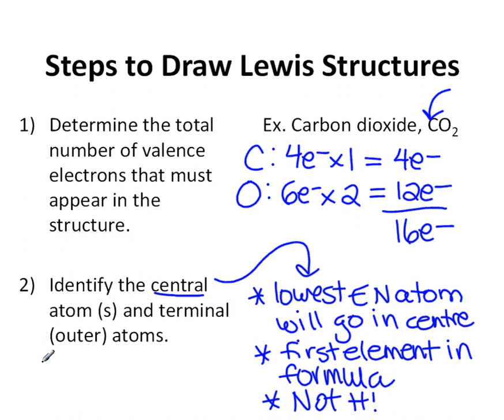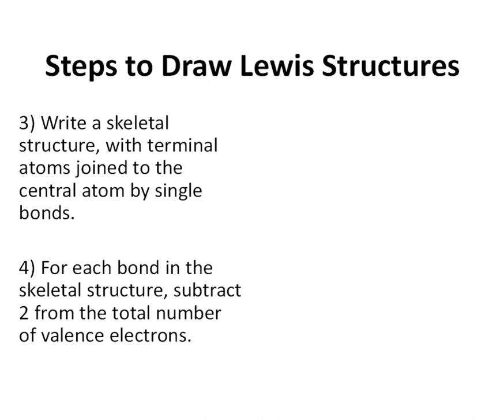So what does this mean? Carbon, if we look at the formula, is the first element there, so it's going to go in the center. We can even check its electronegativity value. It's a smaller electronegativity value than oxygen, so that also agrees. The oxygens, therefore, are going to be your outer atoms, your terminal atoms. They're going to go on the outside, and carbon's going to go in the center. So step 2 is more just a check before you start building your molecule. How am I going to set it up? What's going to go where? So you know how to proceed going forward.